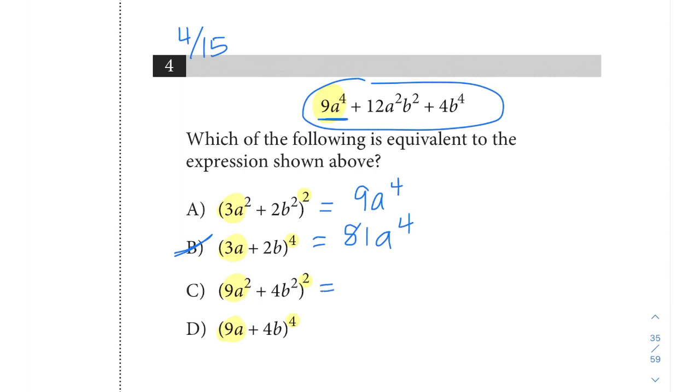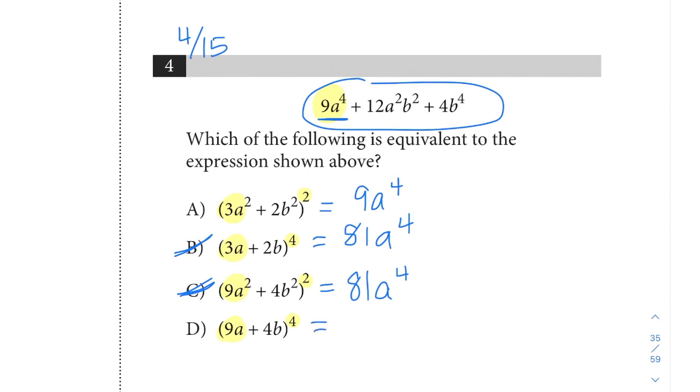Let's try 9a squared to the second power. Square each term. 9 to the second is 81. A squared to the second power would be a to the fourth. Also possible for us to eliminate C.